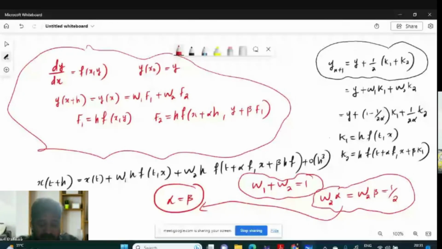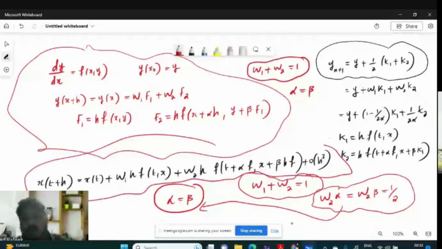Option D. w1 plus w2 is equal to 1. Correct. Alpha beta equal to 2. So options A, C, D are correct. Option B is incorrect. So this is just the condition: w1 plus w2 should be equal to 1 and alpha should be equal to beta, and this is the most general formula for the RK method of order 2, because we are neglecting the order of h cube.